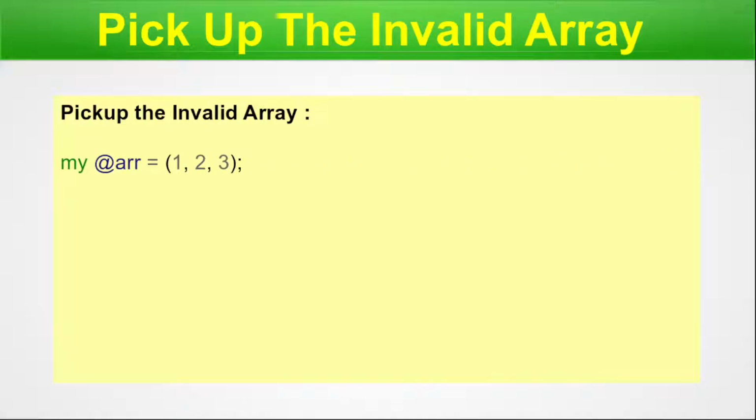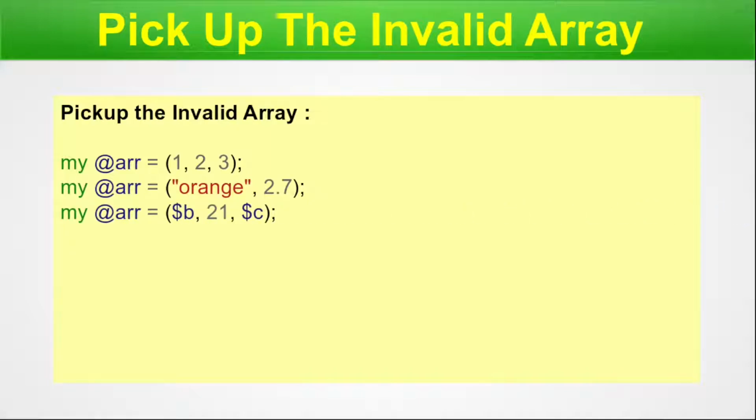First one is a simple array that we have: 1, 2, 3. Second one, we have one string and one real number combined together inside an array. Now here we have two variables $b, $c and one constant, that is 21. This is a blank or empty array. Now here we have 1..5.